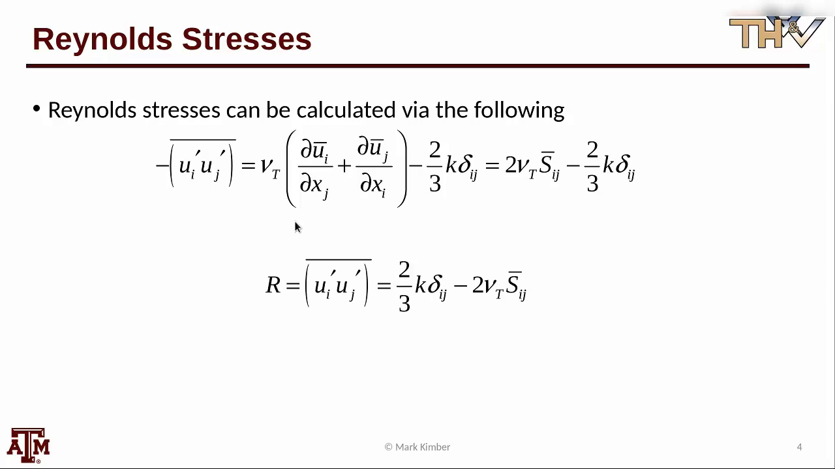And the Reynolds stress can be calculated according to the expression shown here. This relationship, we arrive at this condition when we make the turbulent viscosity hypothesis, and that helps us relate the fluctuating rate of strain tensor to the average rate of strain tensor shown here. And if we solve this for Reynolds stress, we got the minus sign multiplied through, and then we're left with this expression here. So keep these in mind as we go to the source code.